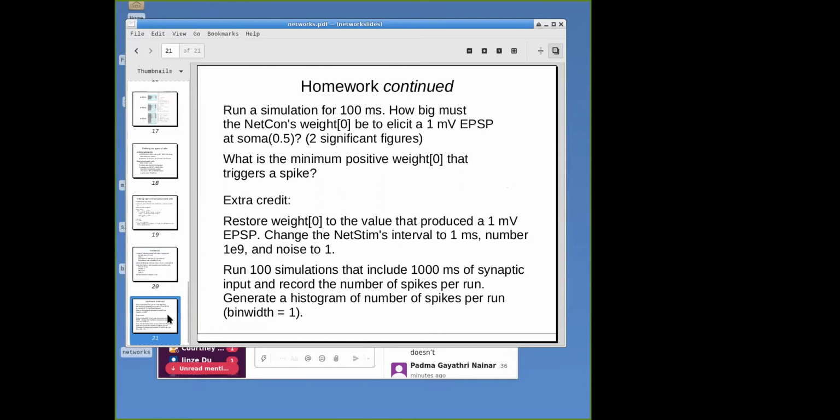Now, what is this? Okay, I left something out on this slide. So what are you going to do? You're going to run a simulation for 100 milliseconds, and I want you to adjust the NetCon's weight to get a 1 millivolt EPSP at the middle of the soma. Just two significant figures for this, okay?